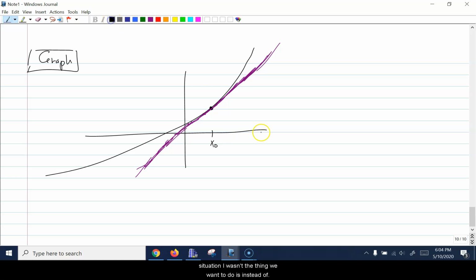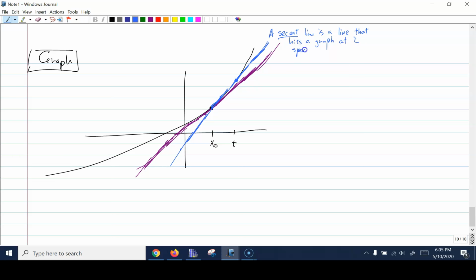The thing we want to do is, instead of finding the slope at this point, we pick a nearby point and say, that's pretty close to the graph. If I drew this line, this is called a secant line, a line that hits a graph at two specified points.